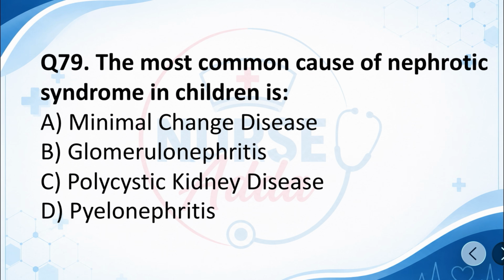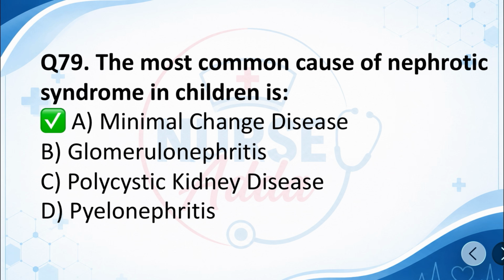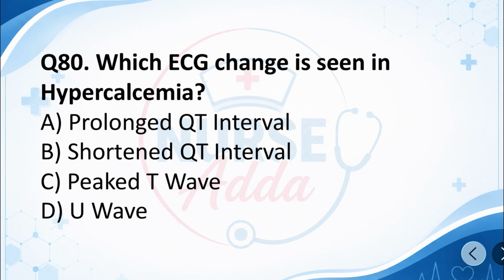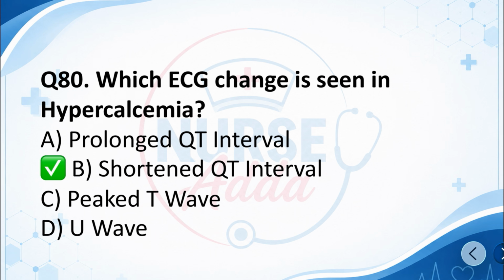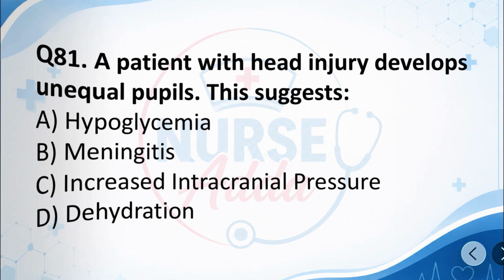Next one, the most common cause of nephrotic syndrome in children is? Right answer is option A, minimal change disease. Next question, which ECG change is seen in hypercalcemia? The right answer is option B, shortened QT interval.